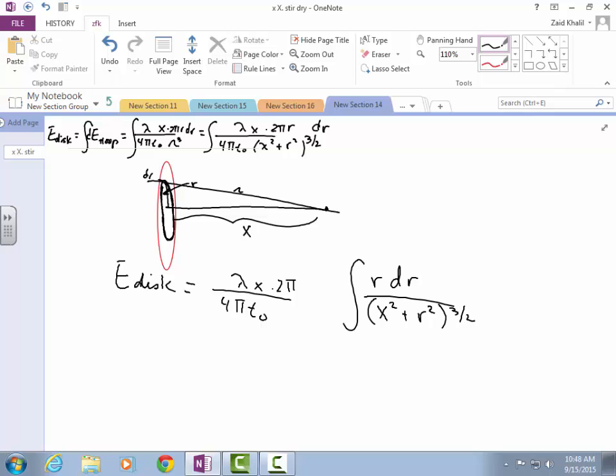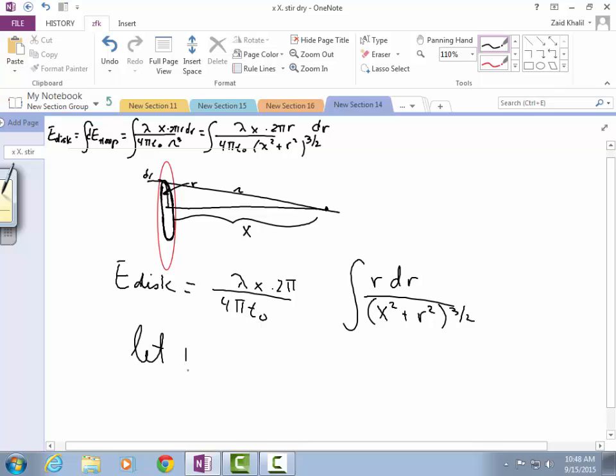Anybody know how to integrate this off the top of their heads? U substitution is correct. So how do you do U substitution? Let U equal x squared plus r squared. You'll see.